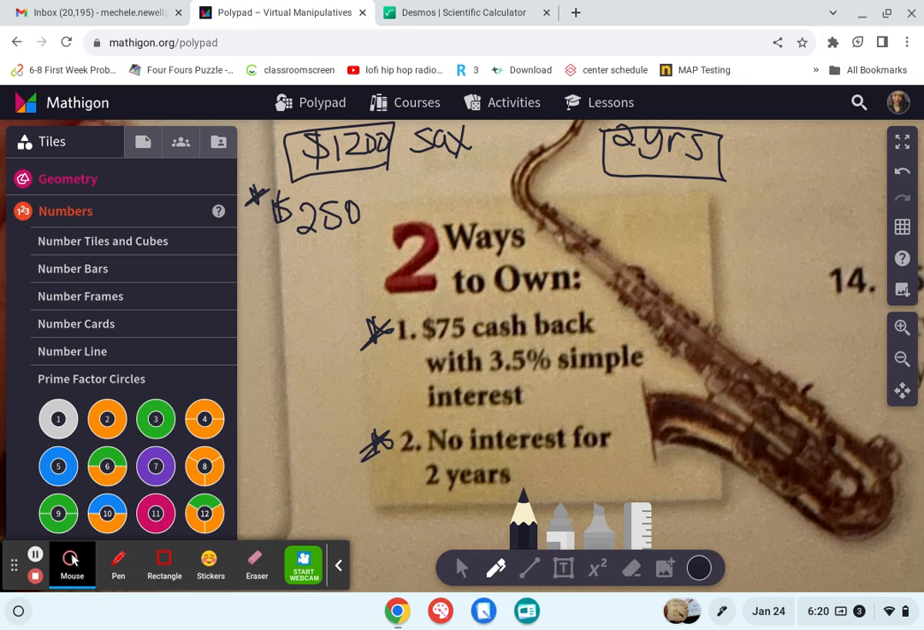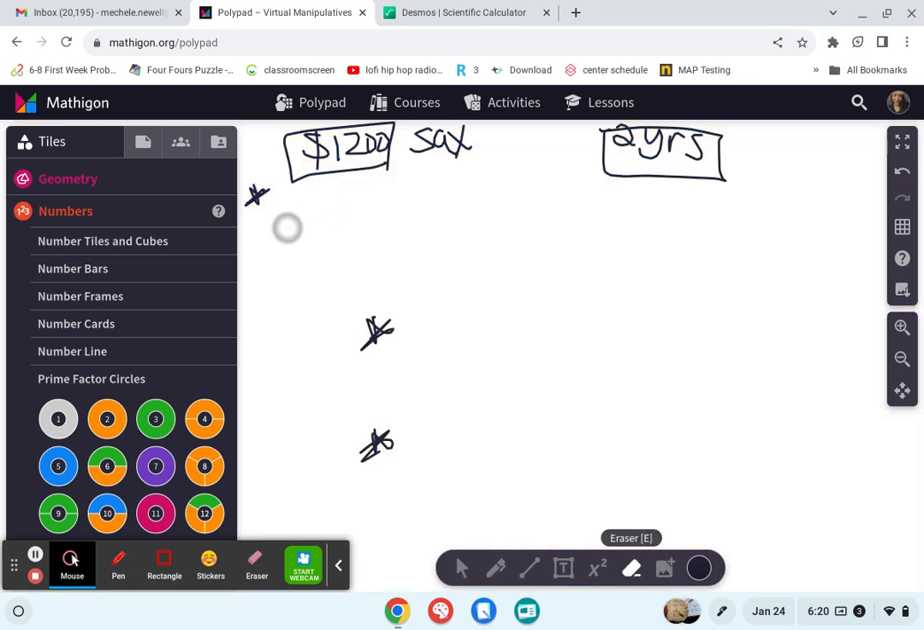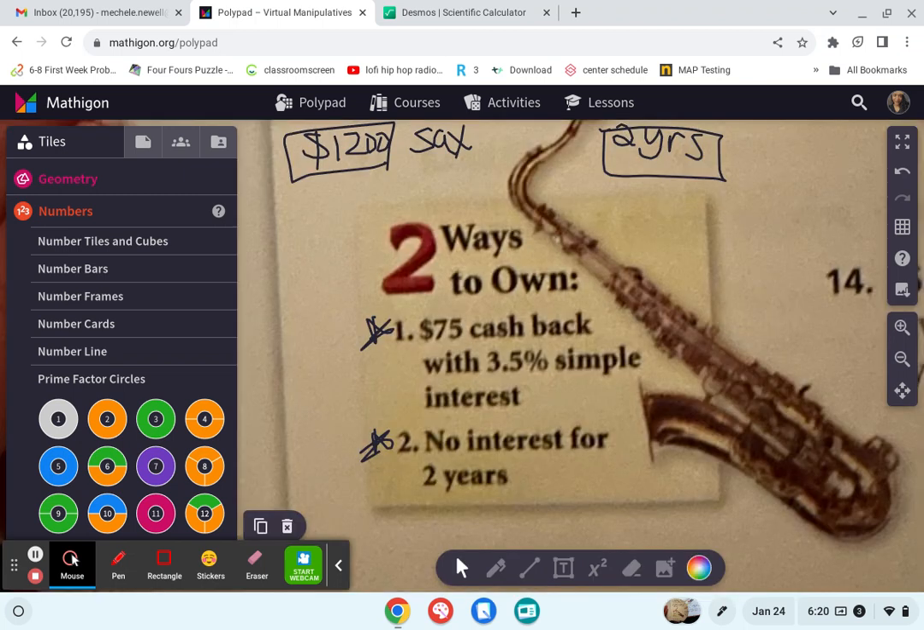And let me go ahead and change the color on this. Oh, I just got rid of my whole thing. Let me upload that again because I need that picture. All right, here's my picture of the problem again.